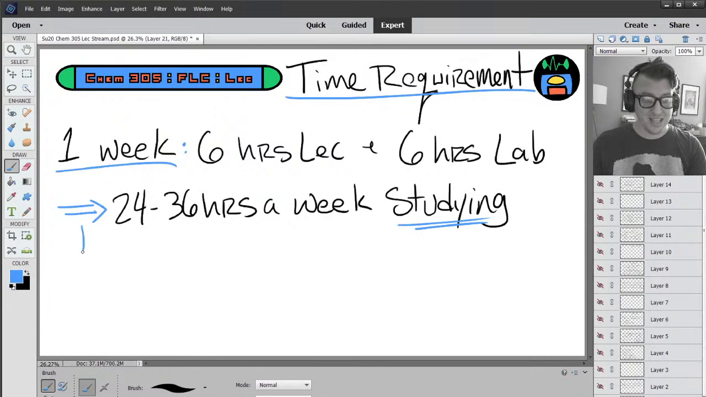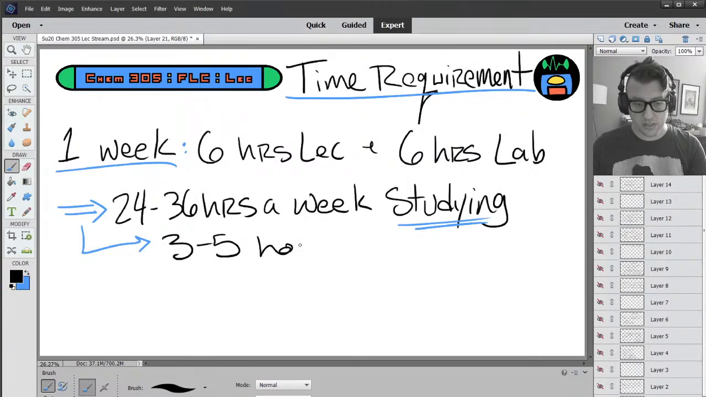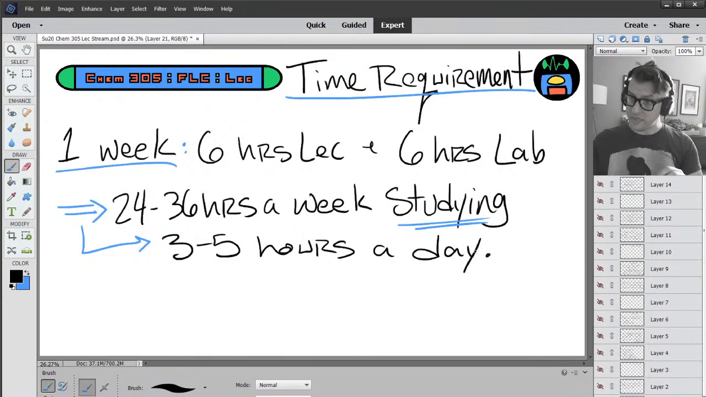All right. That's 3 to 5 hours a day that you should be spending studying the material. That's not 3 to 5 hours a day minus the time you spent to watch lecture. That's in addition to the time you spent watching lecture. All right.